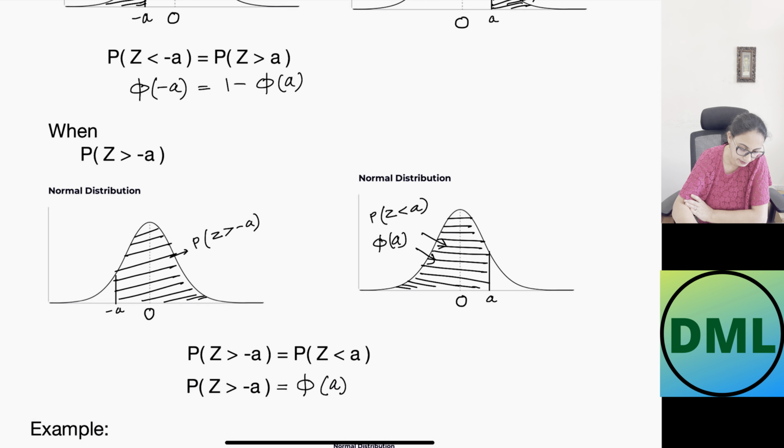Let's see the second part here. Probability of z greater than minus a. The value is the same, and now we are talking about the greater than part. My value lies here at minus a and I am talking about this part. Because of symmetry of the curve, this will be the same as z less than a, the lesser than part. We know that the lesser than part will be shown as phi of a. So probability of z greater than minus a is the same as probability of z less than a, which is phi of a.